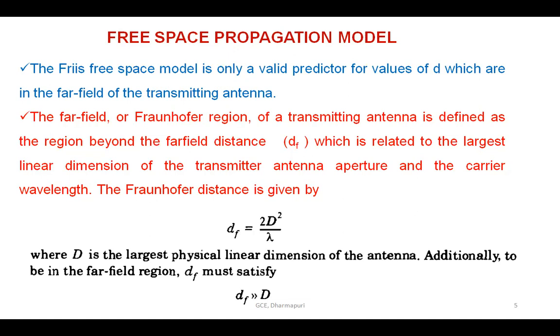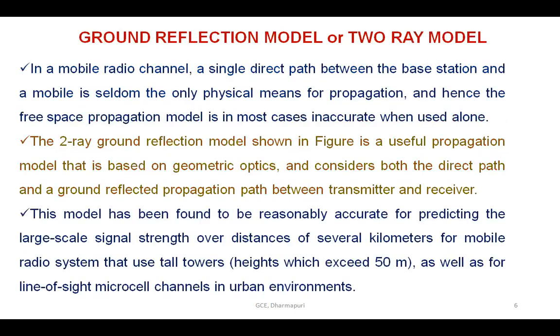The Fraunhofer distance can be calculated by df equals 2D squared divided by lambda, where D is the largest physical linear dimension of the antenna. Additionally, in the far field region, df must satisfy df much greater than D. The second one is the two-way model, otherwise called the ground reflection model.